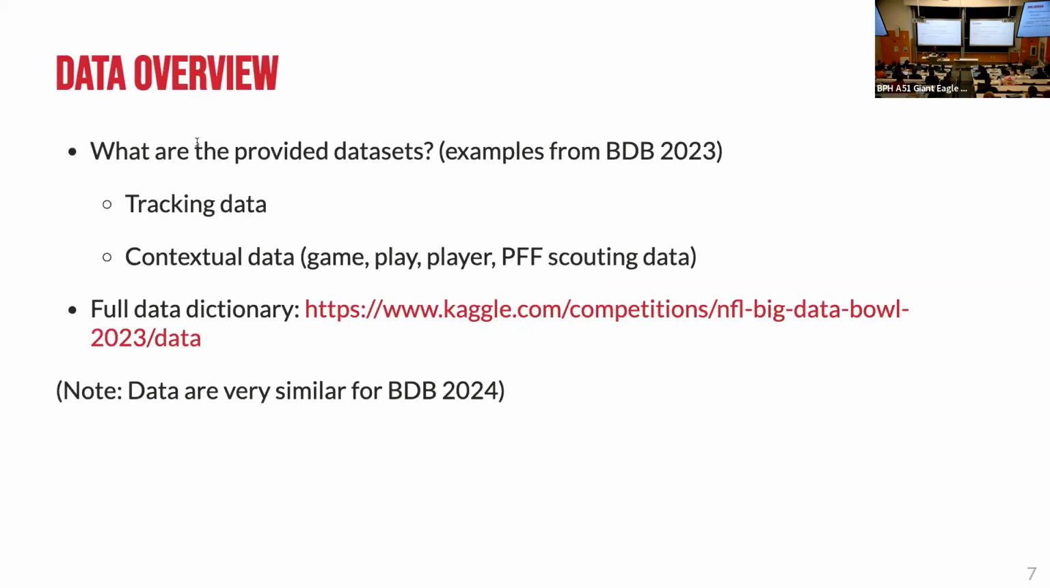All right, so that's a quick overview of the Big Data Bowl. Let's now talk about the data that are provided by the competition. So what are the provided data sets? Obviously we have player tracking data, which I just described before, data collected by putting chips inside of the players' shoulder pads and in the balls. And we also have some contextual data, which is game, play level, etc. I will go into more detail in the next few slides.